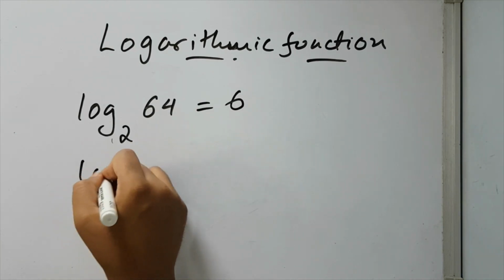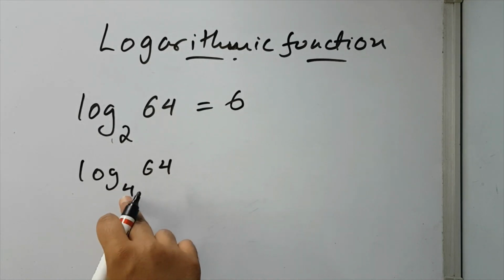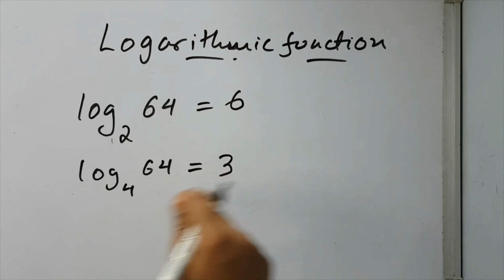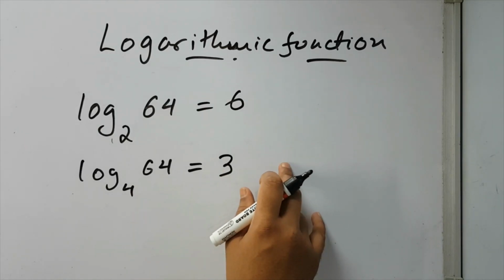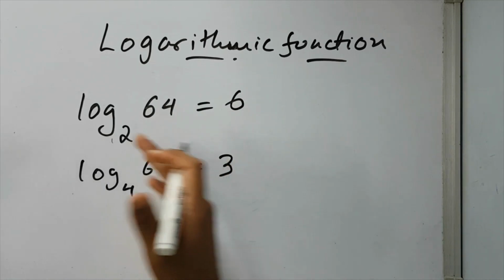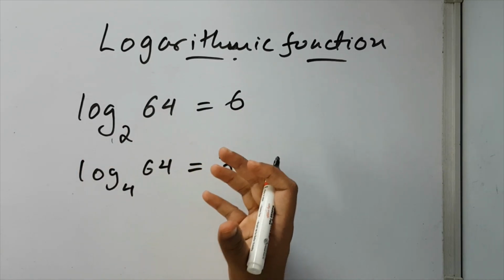Okay, log of 64 to the base 4. What is that? That is 3. 4 raised to 3 is 64. Okay, now these are just a couple of examples to make you understand what logarithm is about.